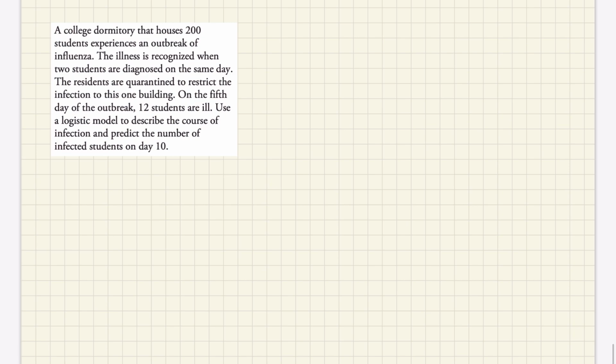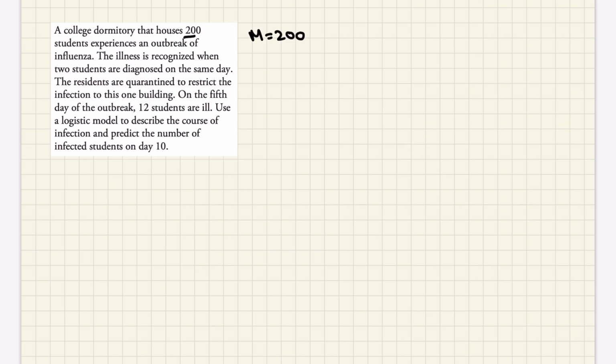Okay, it's time for a practice problem to incorporate what we just learned about logistic models. So this one is a disease problem, one of the most common ones. And right off the bat, we say there are 200 students. That is going to be our carrying capacity, because when a disease occurs, it cannot infect more students than there are. And so the maximum is going to be 200. That's going to be our carrying capacity.